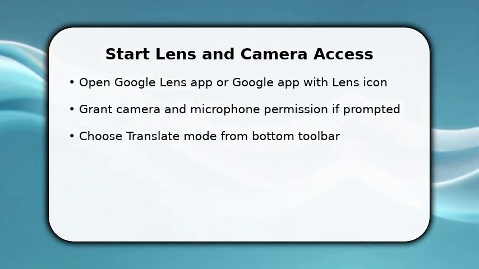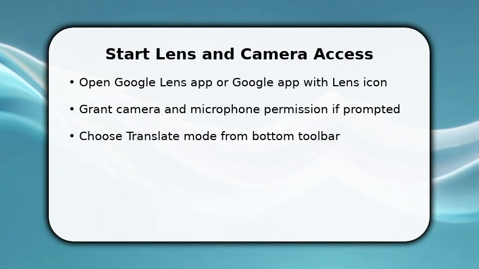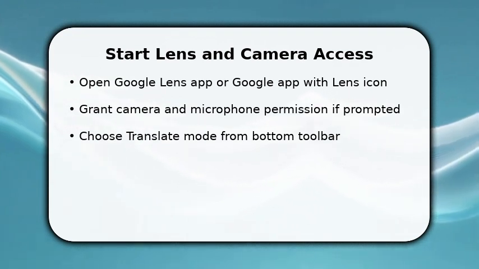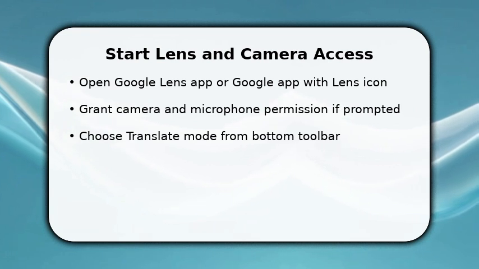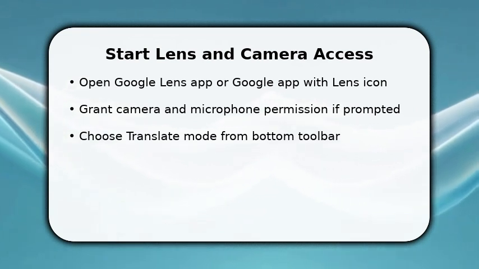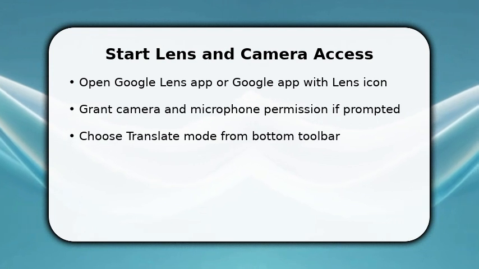Don't waste time toggling other modes. You want Translate active now. Point your camera at the text, steady your hand, and watch live translated overlays appear as Lens recognizes characters.